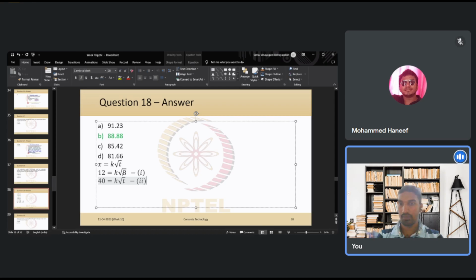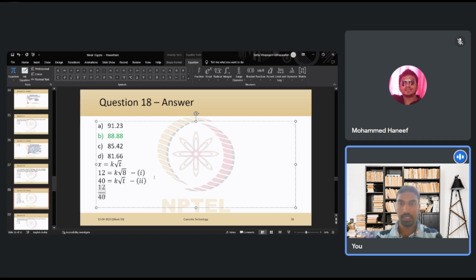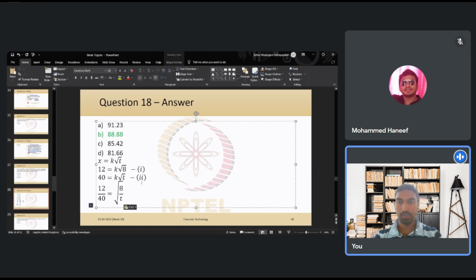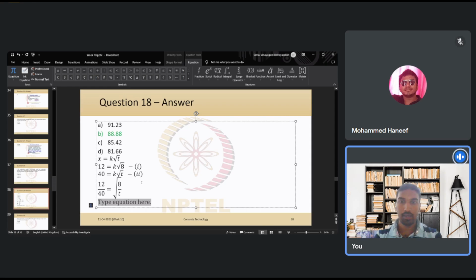If we divide equation 1 by equation 2, what will happen? We'll have 12 over 40 is equal to, because k is the same, it gets cancelled out, the square root of 8 by t. Right, so once we divide the two equations, this is what we have. This is now simple to solve. You'll have 12 by 40 squared times 8. That's what your t will be.